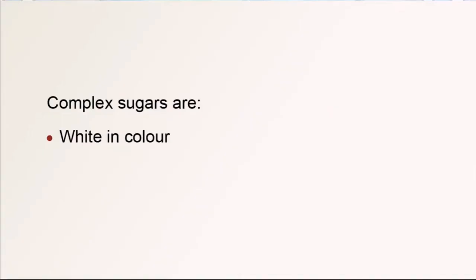Now, complex sugars, that is the polysaccharides, are white in color. So you are done with the monosaccharides? Yes, we are done with the monosaccharides, the reducing sugars. Now for the complex ones, they are white in color and they are insoluble in water. If you take starch powder, it is insoluble. So these are the physical characteristics of carbohydrates, the simple ones and then the complex sugars.